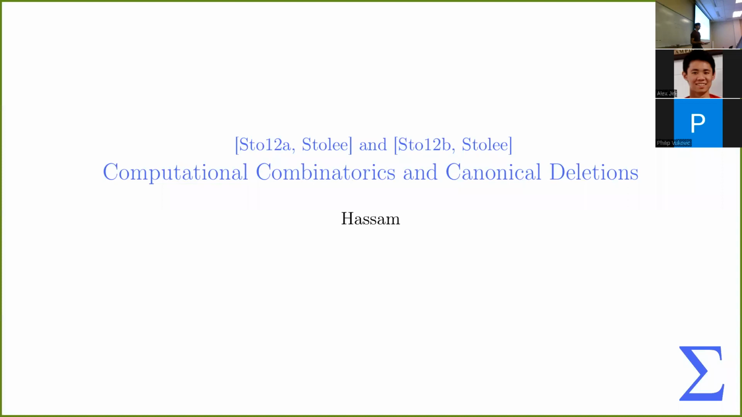I'm going to be talking about a branch of combinatorics called computational combinatorics. And I'm going to be talking about a specific type of search algorithm in that branch. Almost everything I talk about was made by the student Eric Stoley, who actually used to be a teacher here, many 10, 15 years ago.